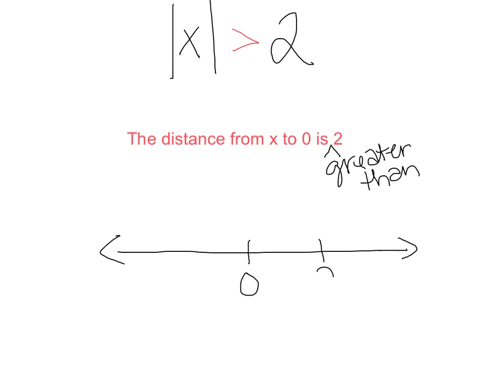So we know where 2 units from 0 is. What numbers are greater than 2 units from 0? Well, it'll be anything from 2 in this direction to 2 in that direction. Kind of reminds you of an or. Now, what if I did greater than or equal to? All you have to do is say greater than or equal to 2 units, which means you are including 2 and negative 2 as well.